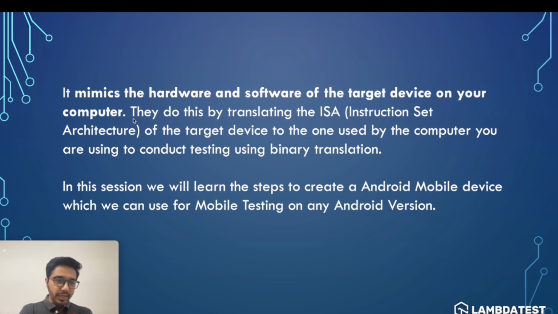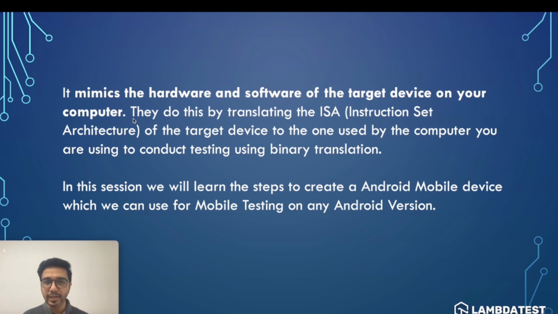If you want to learn about ISA, you can Google a bit, but as a QA community member, I don't suggest you dive deep into it. Rather, you should focus on how you can utilize the emulator, or where basically you can utilize the emulator during your testing phase, right? So in this session, we are going to learn the steps to create an Android mobile device, which we will use in the further series to perform our mobile testing, both functional and automation. Sounds good, right? Okay, I hope you guys are clear on the emulator front, right?